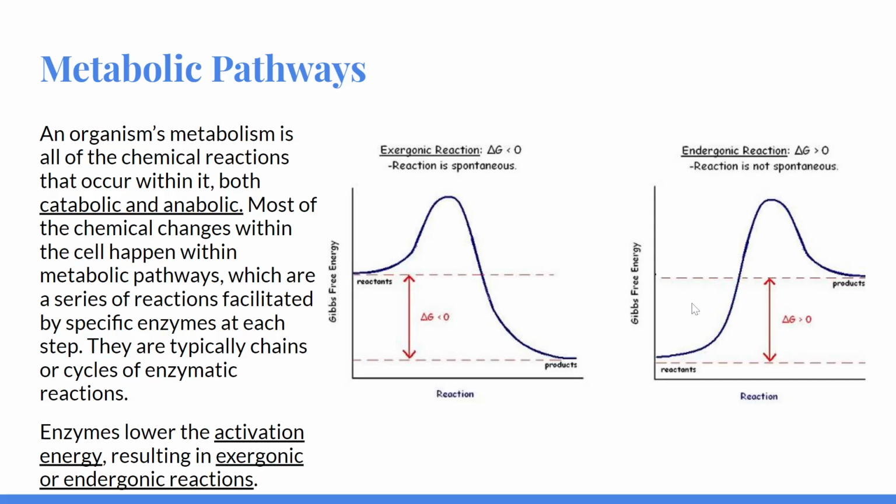So metabolic pathways. The fundamental thing to know about a metabolic pathway is they depend on exergonic and endergonic reactions. Exergonic can also be exothermic. Endergonic can be endothermic. That's usually how it is. Metabolism is the sum of all of the anabolic and catabolic reactions in an organism.